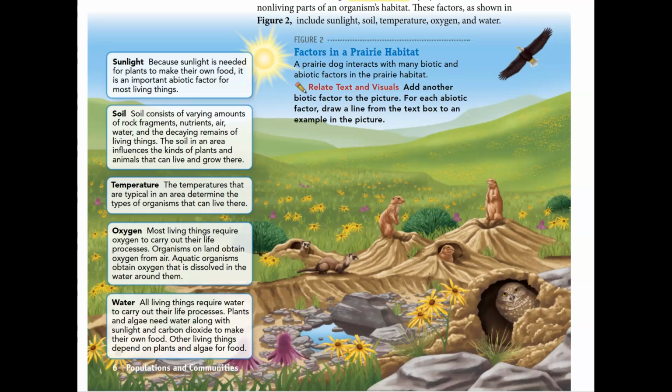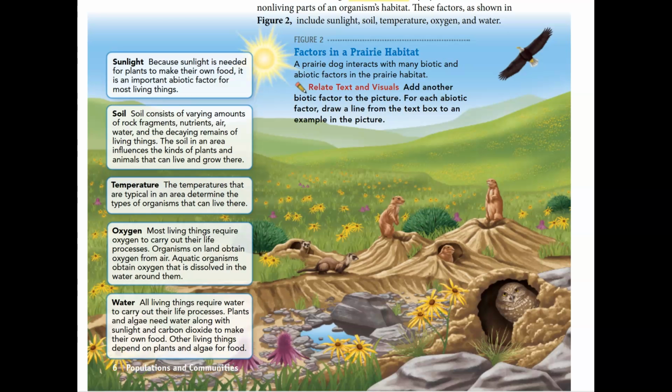Soil. Soil consists of varying amounts of rock fragments, nutrients, air, water, and the decaying remains of living things. The soil in an area influences the kinds of plants and animals that can live and grow there. Temperature. The temperatures that are typical in an area determine the types of organisms that can live there.